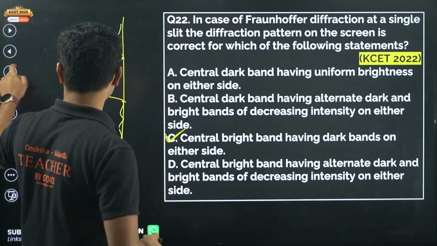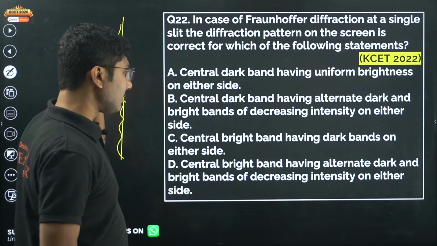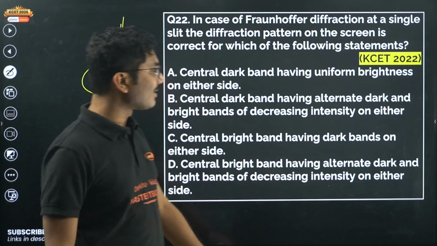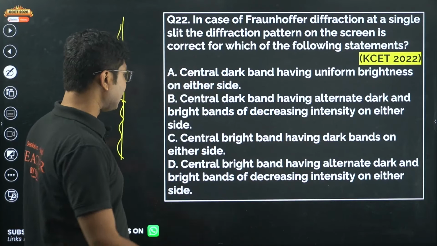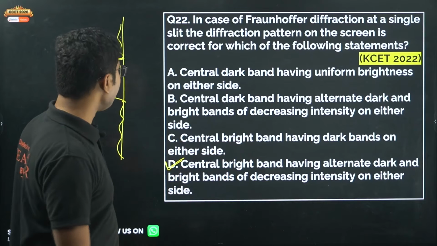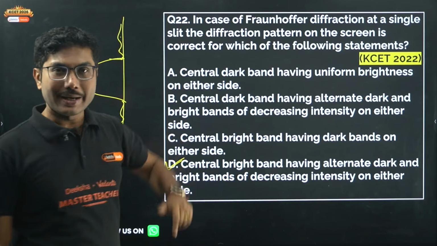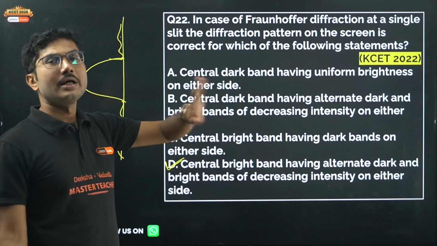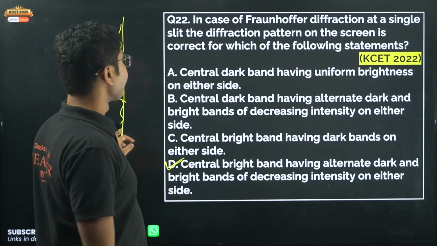Okay, one more thing. If you consider this one is more appropriate: central bright band having alternate dark and bright bands of decreasing intensity on either side. So this tends to be the correct answer, because this is not only two dark bands, there are some other dark bands, some other bright bands as well. So if you read this statement, this is more accurate, more appropriate for this case.